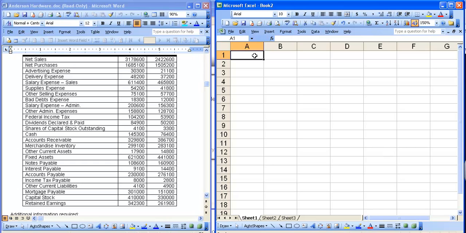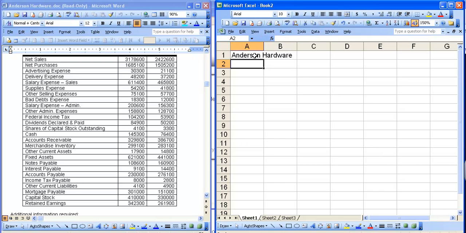Okay, the reason that we do comparative statements is so that we can compare one year to the next to determine whether or not the cost of our merchandise that we're buying is going up, going down. Are we spending more money on utilities? Are we spending more money on salaries? What exactly is happening in our business? So we're going to prepare a comparative income statement and balance sheet for Anderson Hardware.